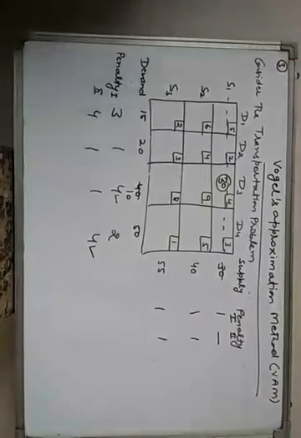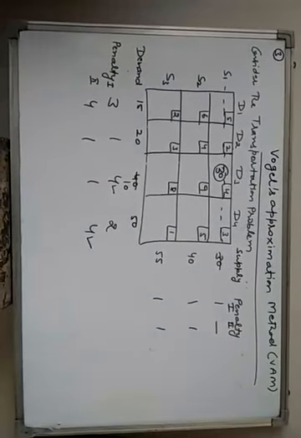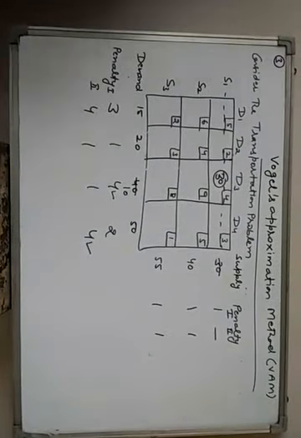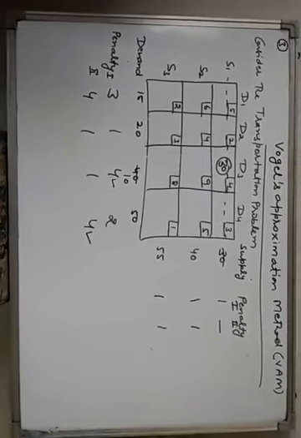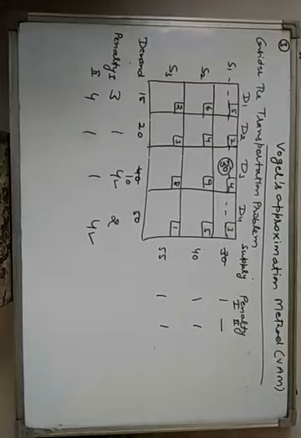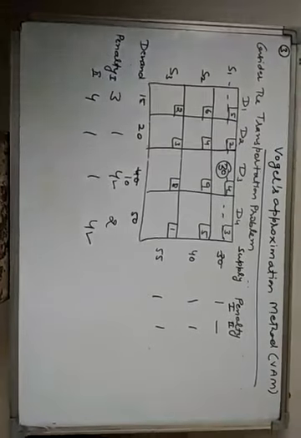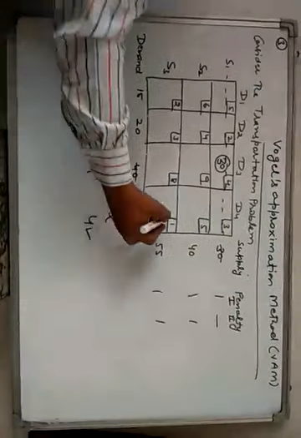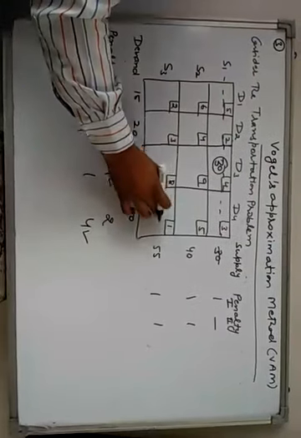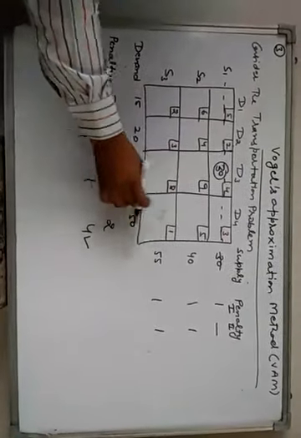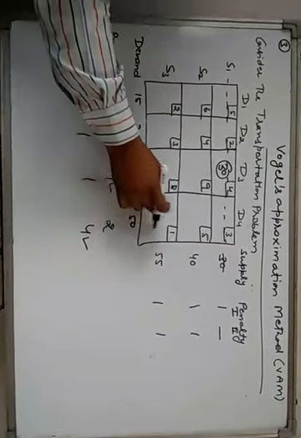That is, in case of tie for largest penalty, choose the lowest cost cell in all tied rows and columns for allocation, like in this case. Therefore we will choose this cell. In this cell the allocation is made in the similar way.